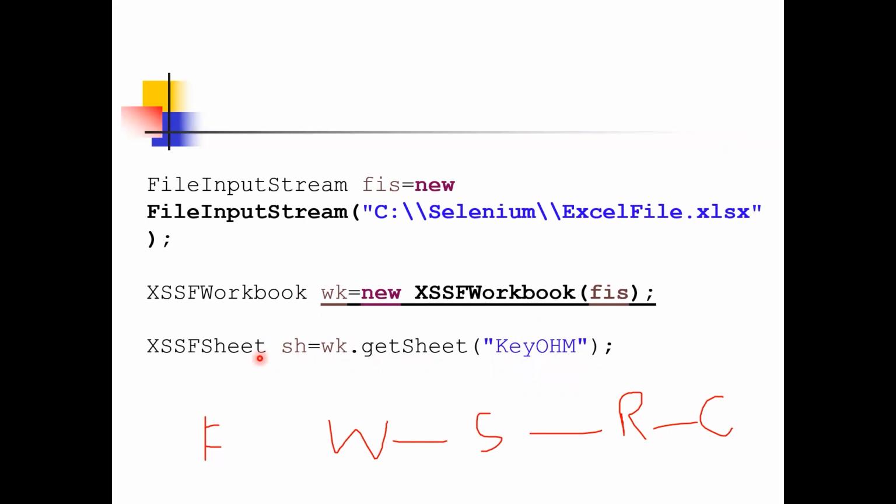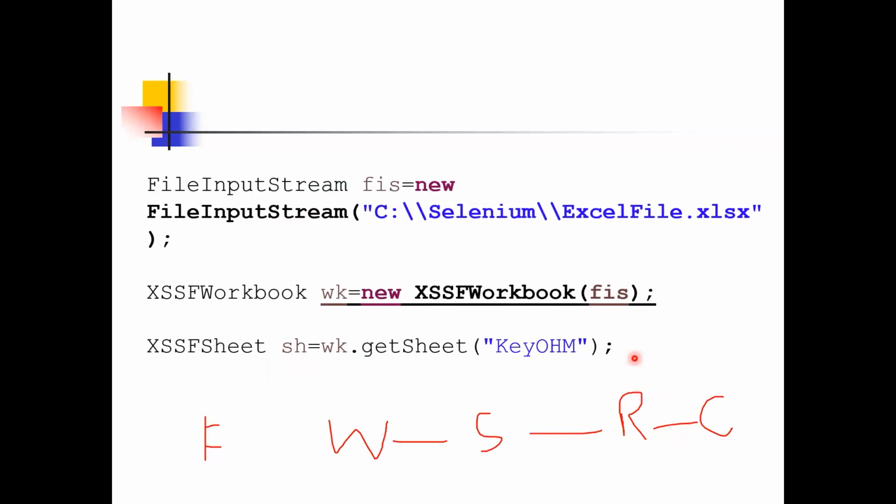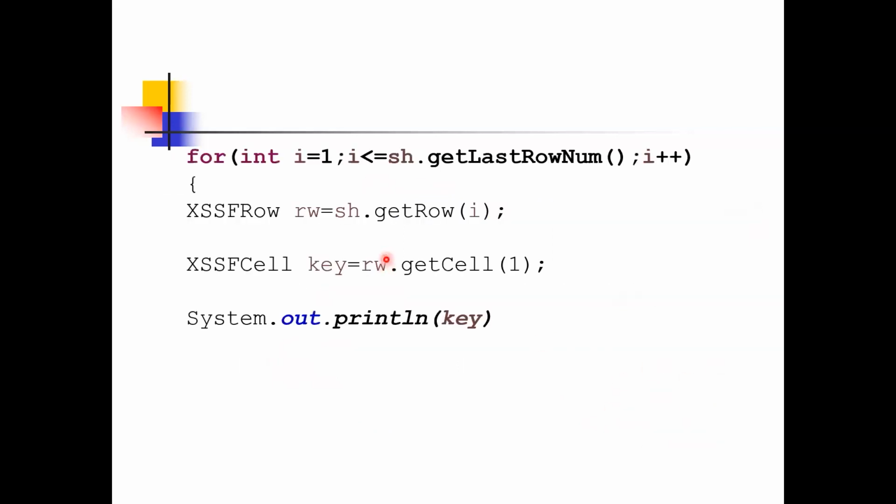After sheet, we'll deal with row and column. For row and column, there may be multiple rows, multiple columns. So we have to use some loop. The loop starts from i equals 1 and will go up to the last row. If there are 5 rows, i is 1 to 5, or 1 to 7. So the loop will be from i equals 1 up to the sheet's last row number. That last row number is predefined in Eclipse in Selenium. Then i plus plus.